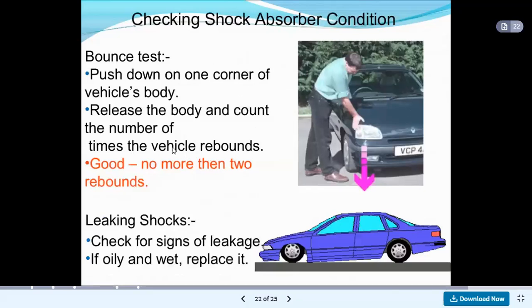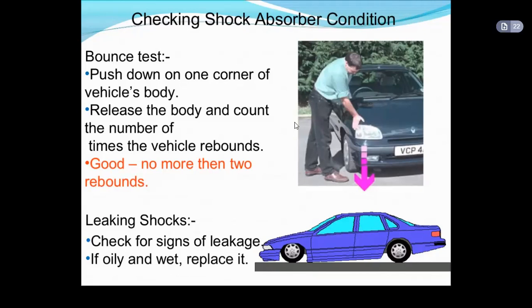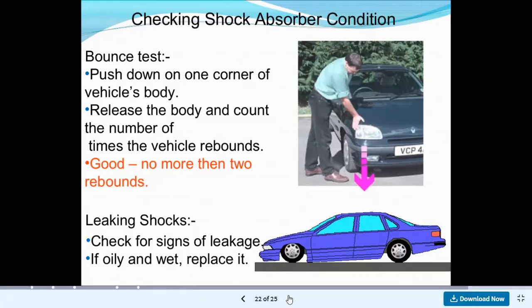If we check the shock absorber conditions, the bounce test is available. Push down on one corner of the vehicle's body as shown in the figure, release the body and count the number of times the vehicle rebounds. If there are no more than 2 rebounds, then the vehicle is in good condition. Leaking shocks: check for signs of leakage. If oily and wet, replace it.